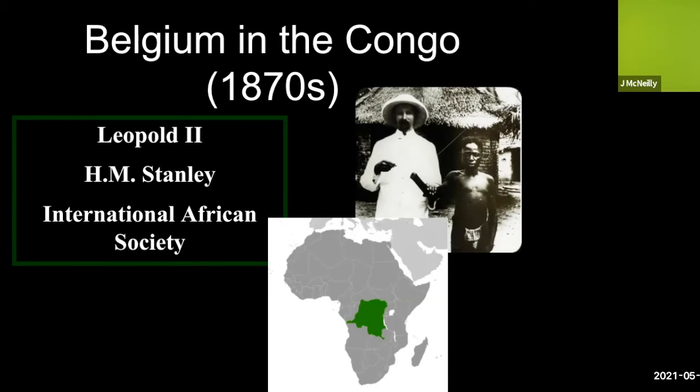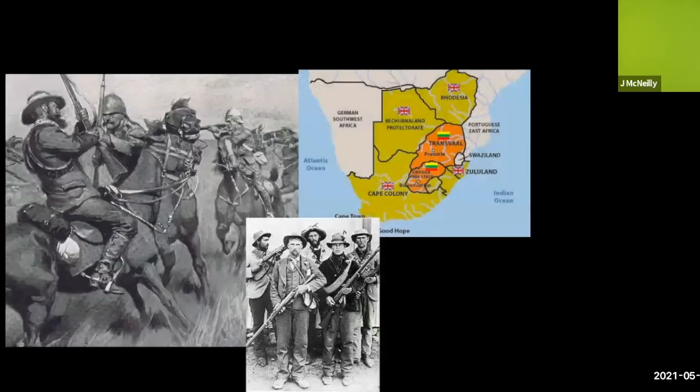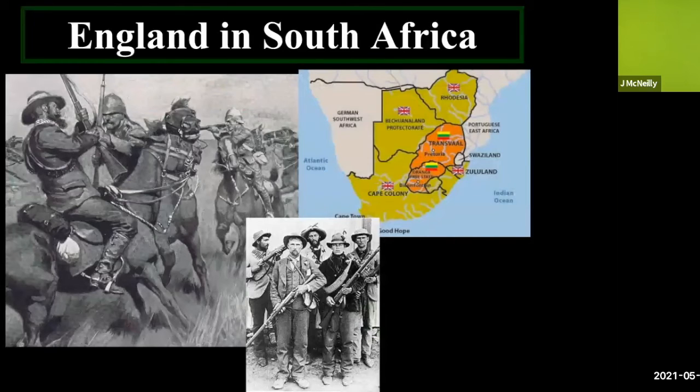But Belgium is not going to be the only country involved in colonizing Africa. England is going to be very involved. During the Napoleonic Wars, England is going to replace the Dutch in Cape Colony. And the Dutch that live there are not going to be very happy with this. These descendants of the 17th century Dutch settlers are known as Afrikaners. Okay, they are white settlers from the Netherlands that had settled in Cape Colony.